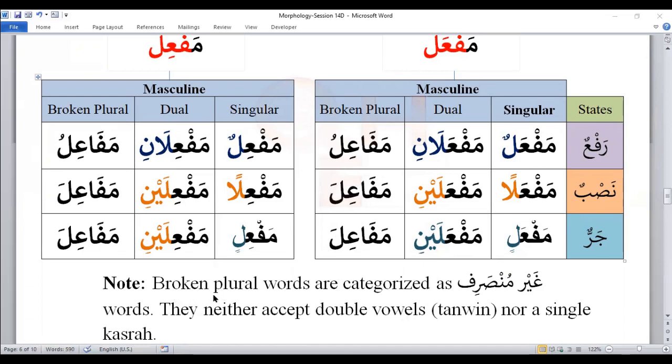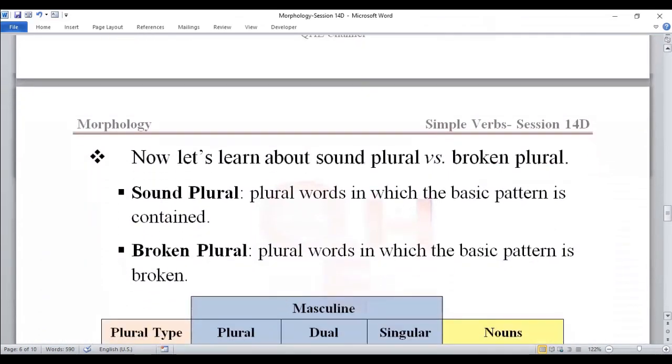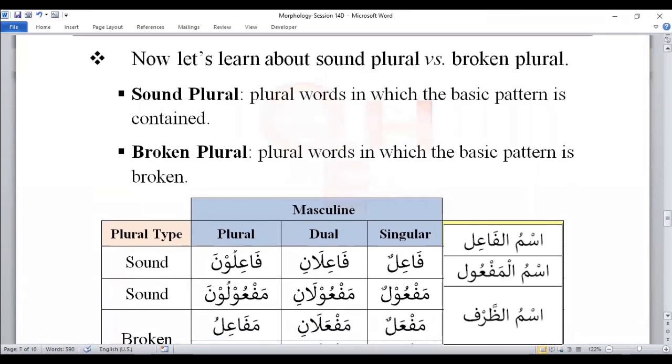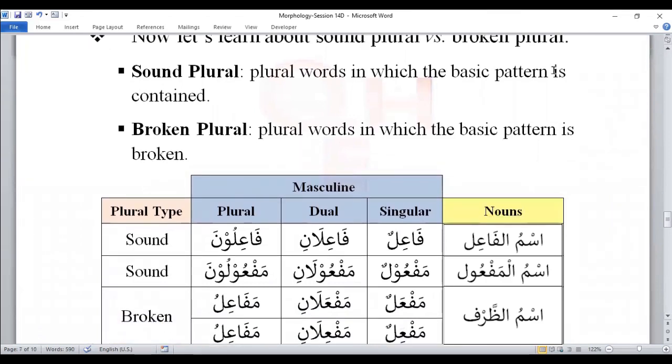Now, when we learned about ismul fa'il and ismul maf'ul, we did not see broken plural. We saw sound plural. So what's the difference between sound plural and broken plural? Let's take a look. Sound plurals are plural words in which the basic pattern is contained. Broken plurals are plural words in which the basic pattern is broken. What do I mean by that? Let's look into this chart.